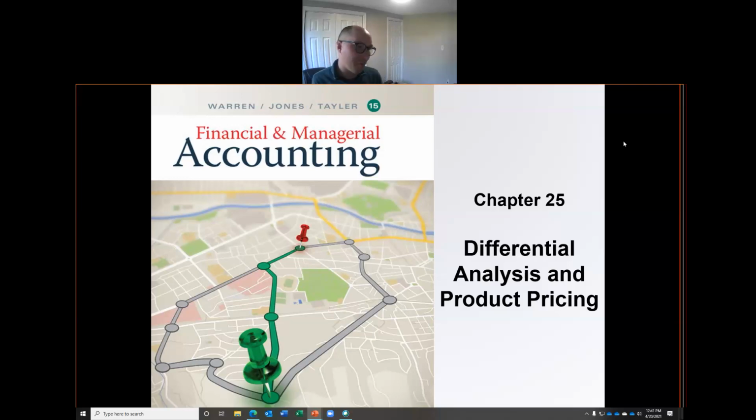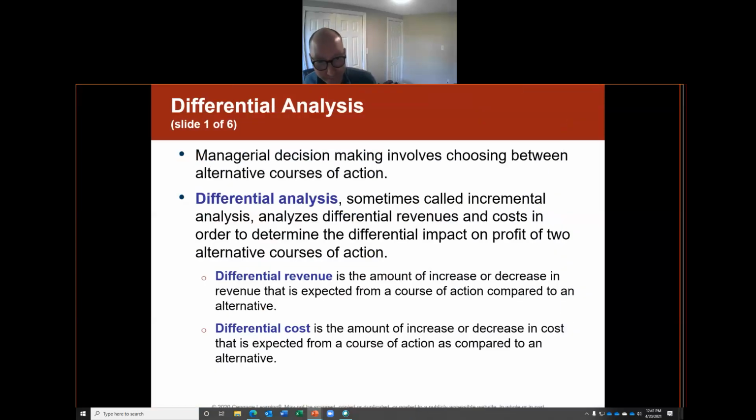Before we explore the concept of product pricing, we need to talk about this thing called differential analysis. When you hear the word differential, it means the difference. Differential means the difference between. And when we look at decision making, we look at the difference between two alternative courses of action. Do I purchase and sell product A, or do I purchase and sell product B? You can look at those types of differences.